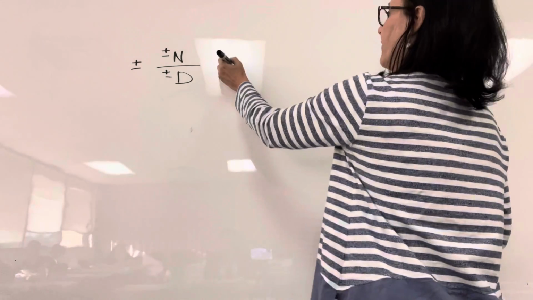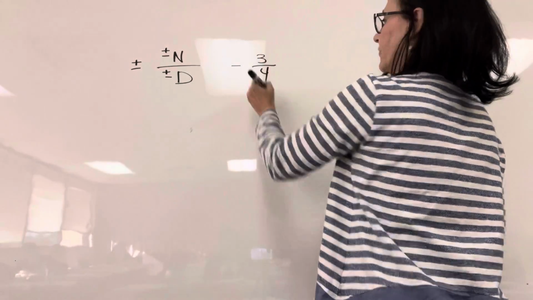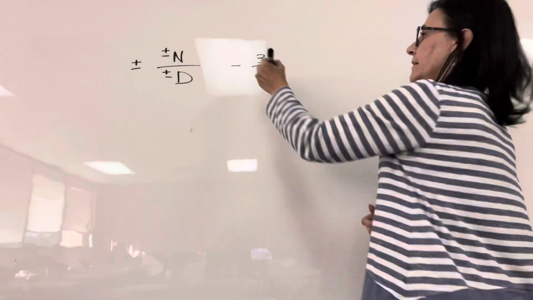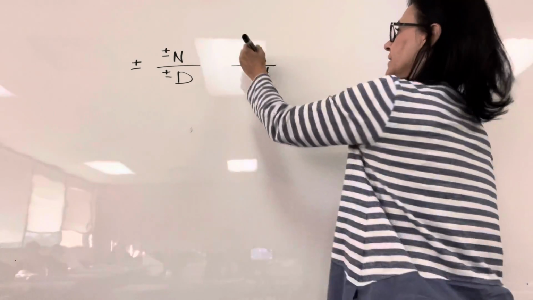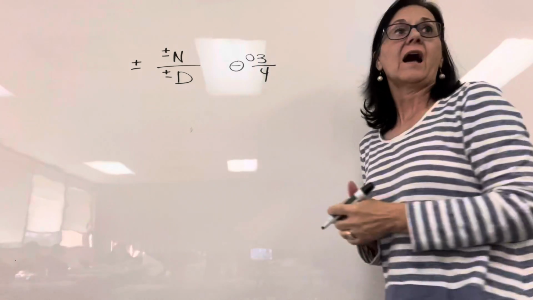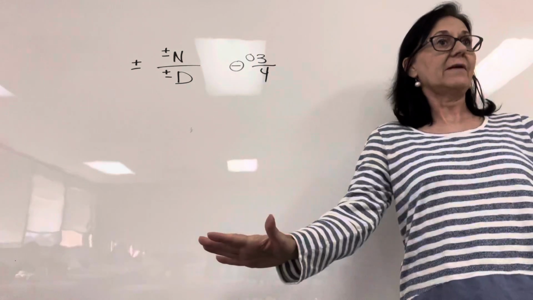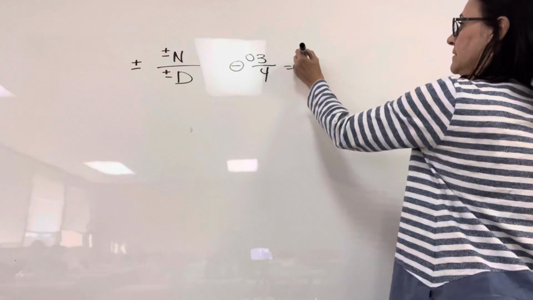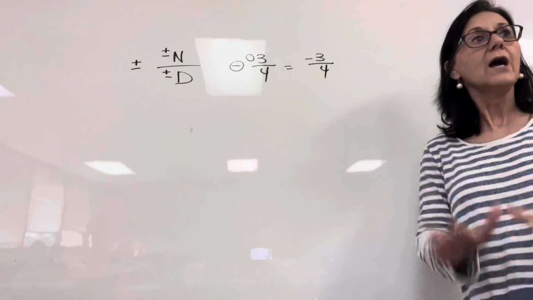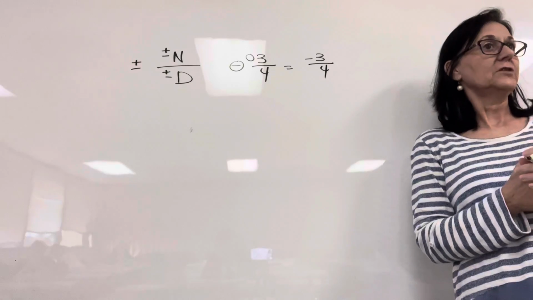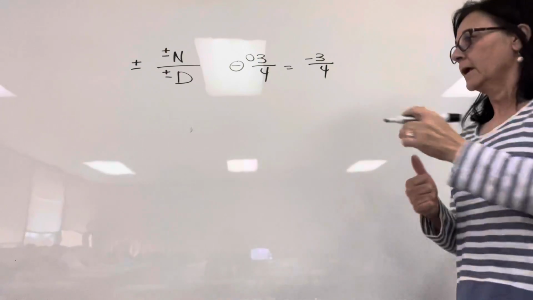Such as, if I have negative 3 over 4. I have a positive, I have a negative, I have a positive. I can change this sign and it'd be the same value. It's negative 3 over 4. Same value. I do not change it.